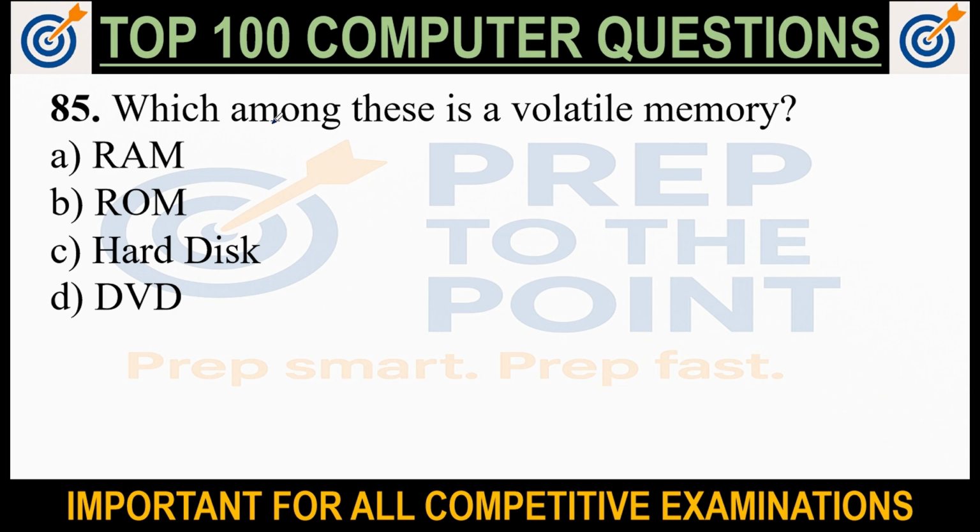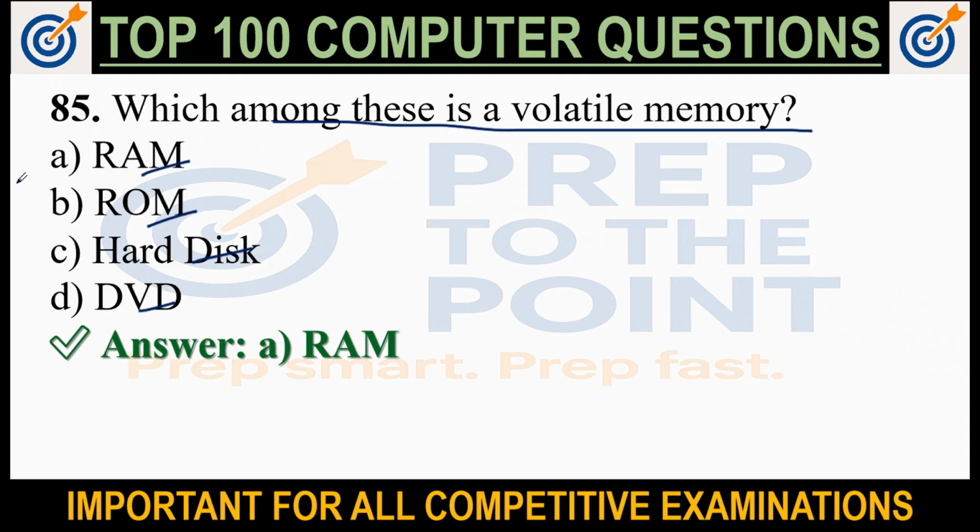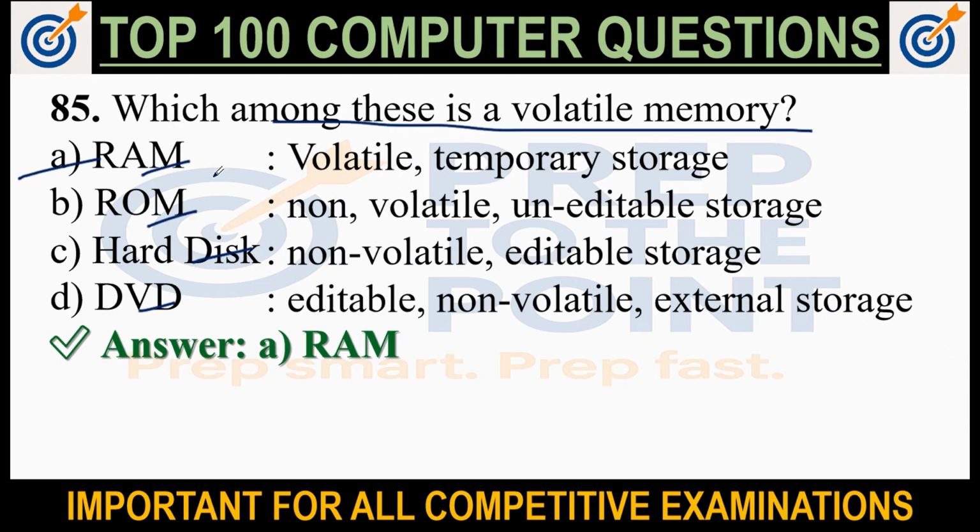Which among these is a volatile memory? RAM, ROM, hard disk and DVD? The right answer is RAM. RAM is a volatile and temporary storage. ROM is non-volatile and uneditable storage. Hard disk is non-volatile, editable storage. DVD is also editable, non-volatile and external storage.